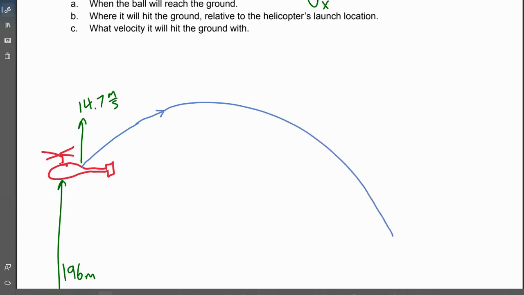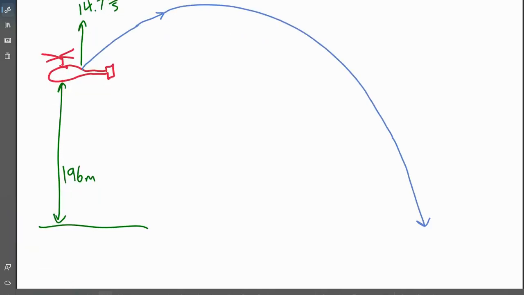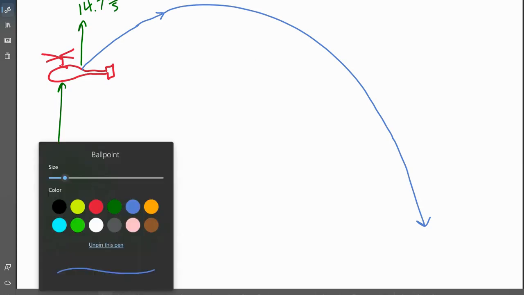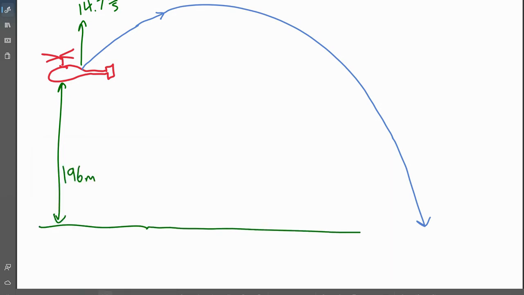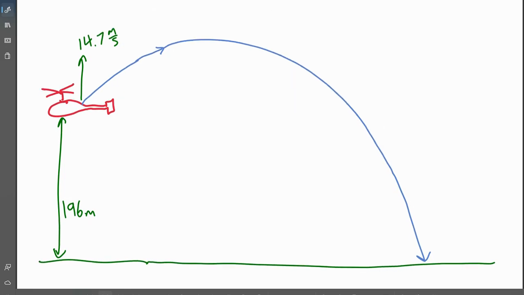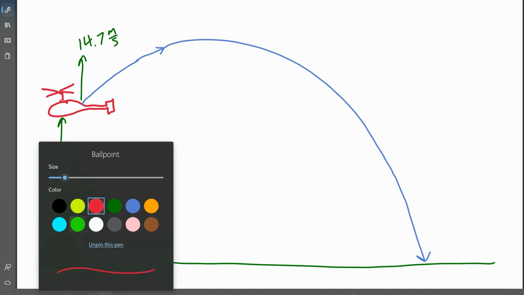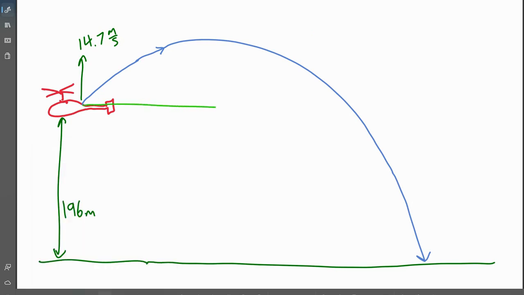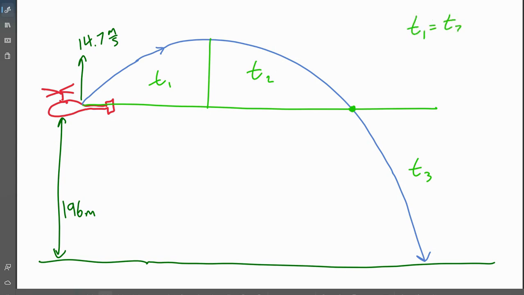However, this is really the first problem we've looked at where the height that it starts from is not the height that it ends at. So I'll make this line here to say, okay, this point is even. I'm going to divide this into 3 sections, time 1, time 2, and time 3. We know that time 1 equals time 2, but we have no idea as of this moment how time 3 relates.